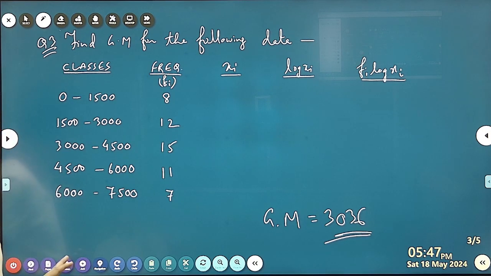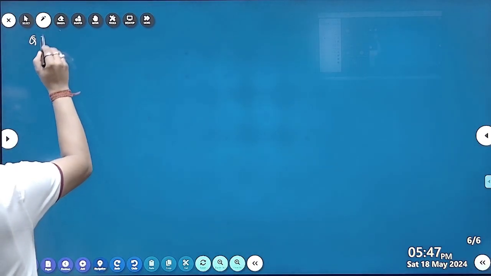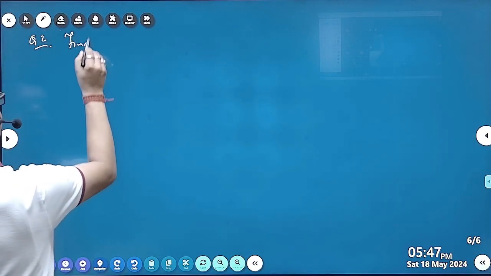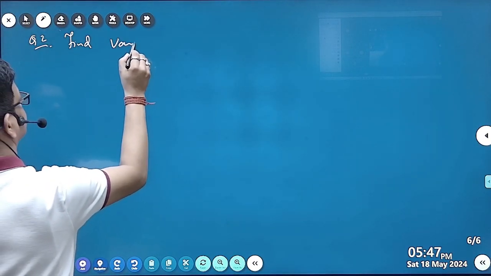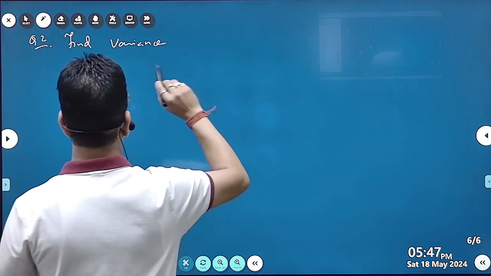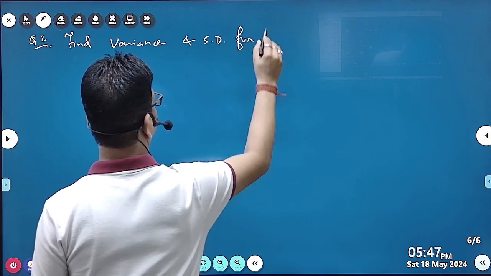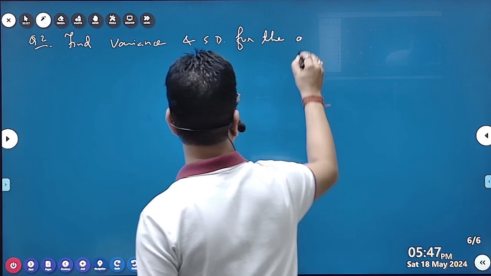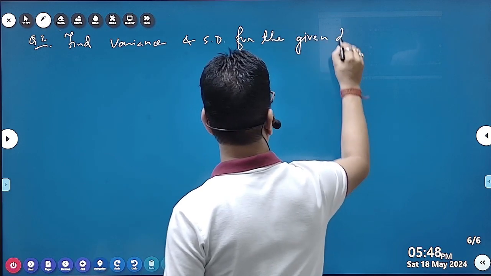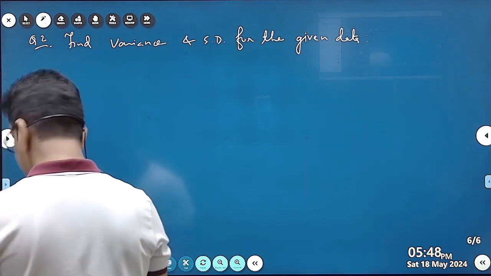Any question? Anybody, any doubt? No? Then let's start the next question. Number 2. Find variance, and both don't come, either variance or standard deviation comes, but one surely comes in the exam. Find variance and SD for the given data. Standard deviation, this you need to find out.